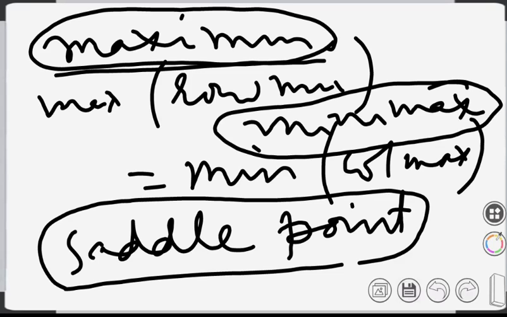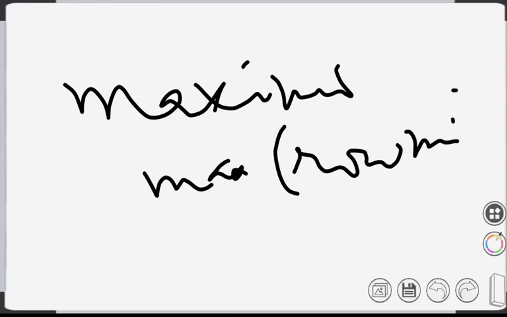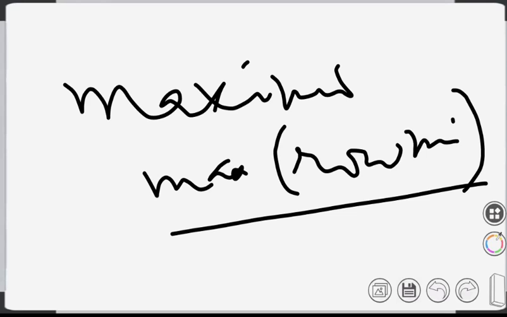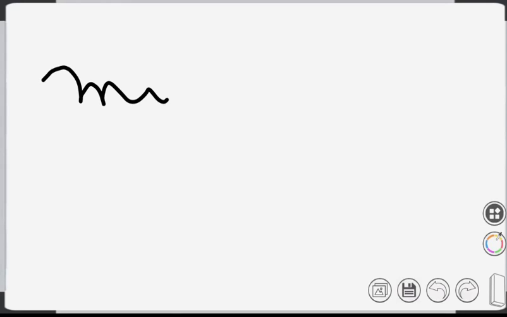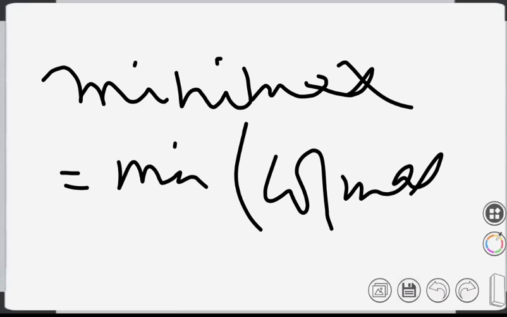If the maximin is equal to minimax, where maximin means max of row minimum and minimax means minimum of column max. Maximin means first find the minimum, then find the maximum: first find the row minimum, then maximize that value. Minimax is the minimum of column max: first find the column max, then minimize that. If they coincide, then and only then is there a saddle point.